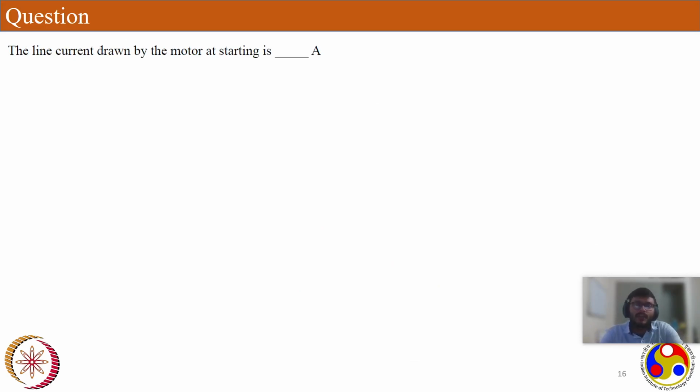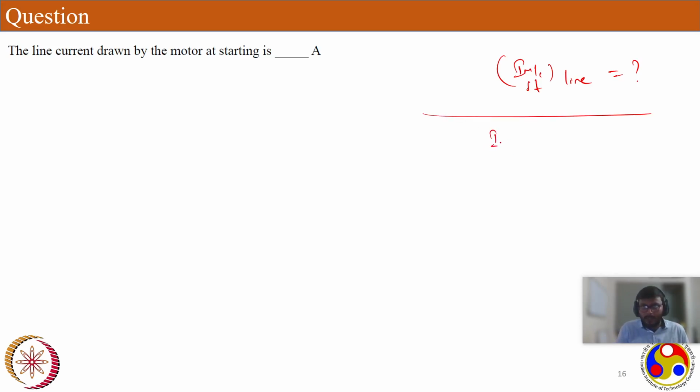And then the last question for today is, what is the line current drawn by the motor at the starting? Okay, so this is the I machine line current at the starting. This is what is asked when it is auto transformer starting. Now we know that, so let's write the basic formulas. I hope you guys remember those formulas, or if not, you can refer to the lecture later.